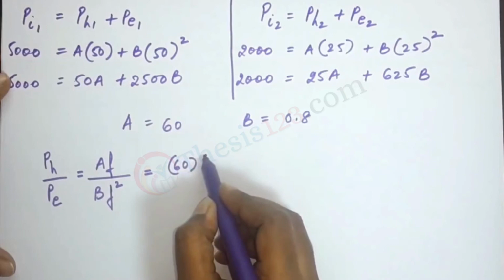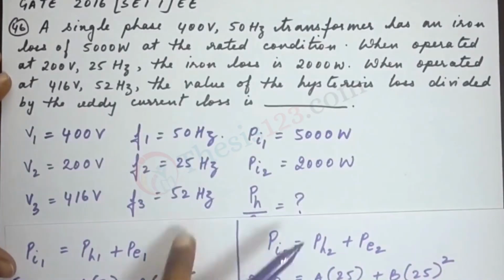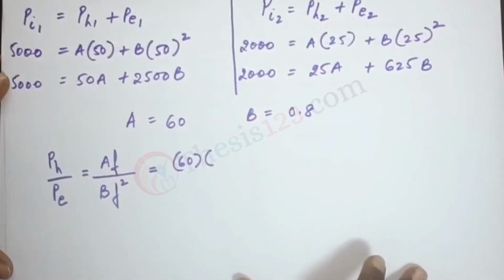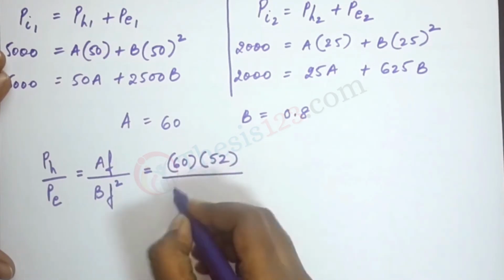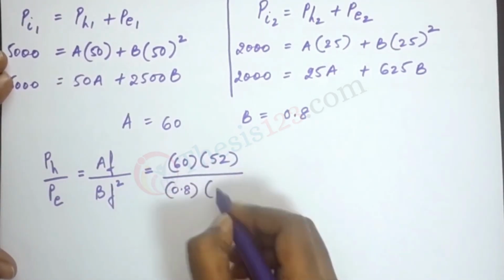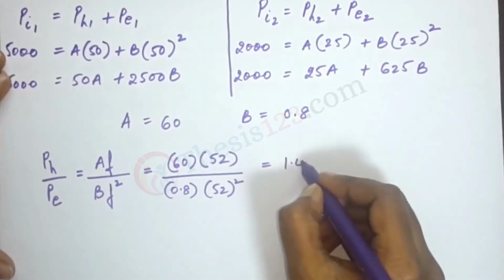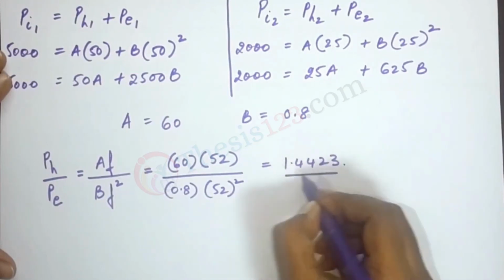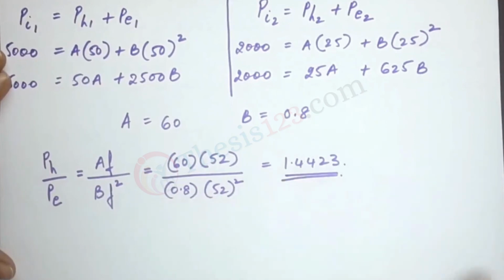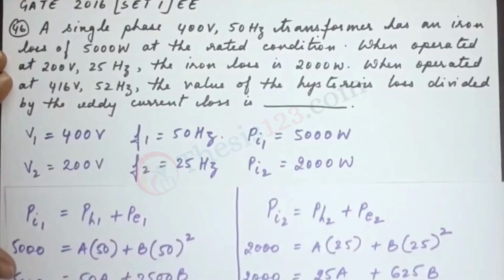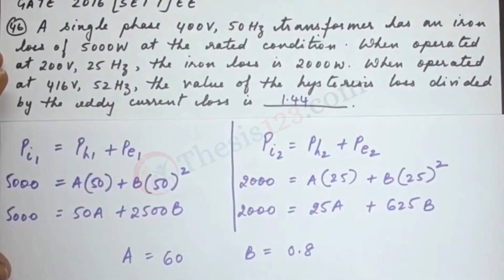So let's substitute. We get 60 times. Now what is the frequency of the case that we are supposed to find? 52 Hertz. So this is 52 divided by 0.8 into 52 square. Solving this, we get 1.4423. So this is the final answer. The ratio of PH by PE is 1.44. So we can enter that here, 1.44. I hope this has helped.